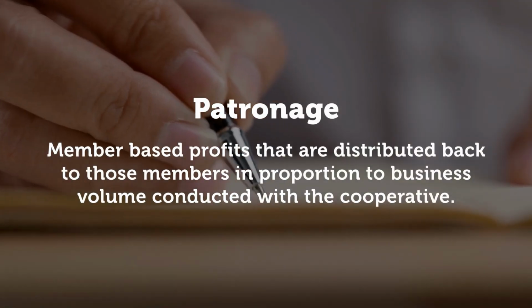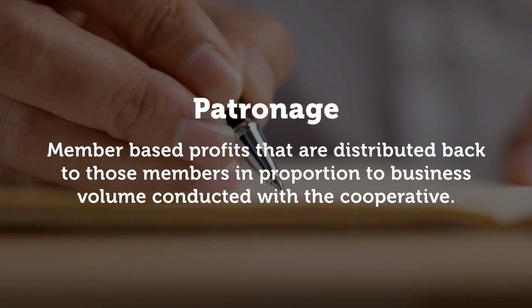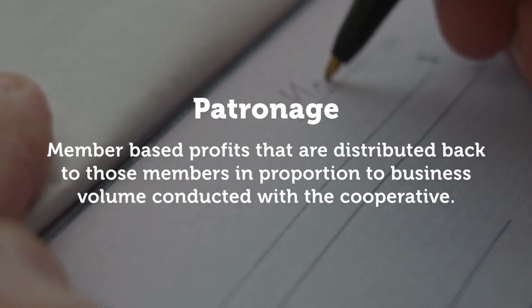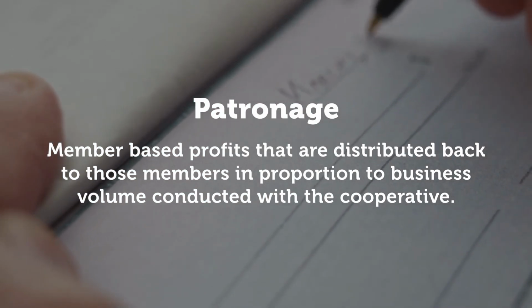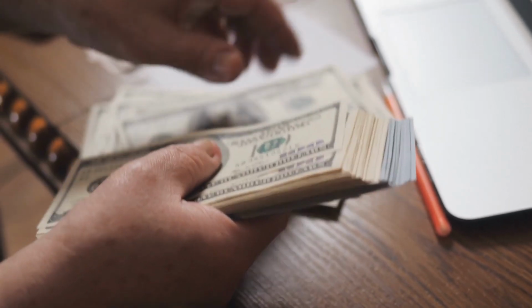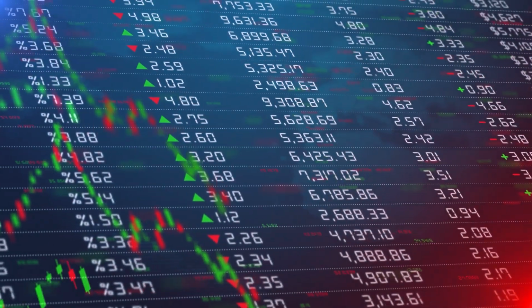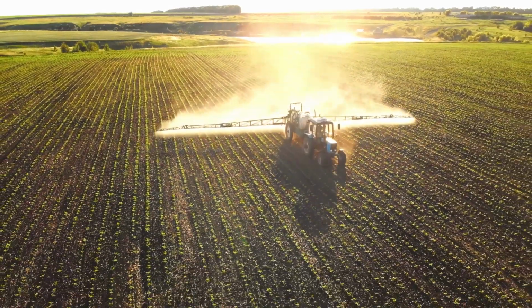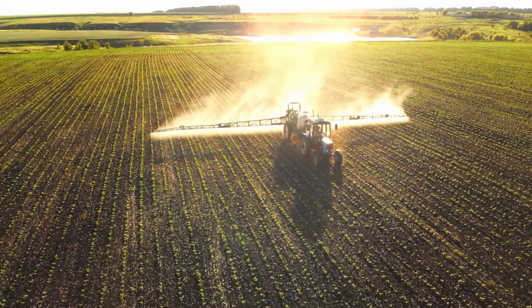Patronage distributions provide benefits to cooperatives and member owners. Patronage is member-based profits that are distributed back to those members based on use. That means that patronage is distributed in proportion to business volume conducted with the cooperative. As discussed in a previous video, members can receive patronage in the form of cash or as an equity investment in the cooperative. Cooperatives can use that investment as a way to fund capital expenditures or other projects.